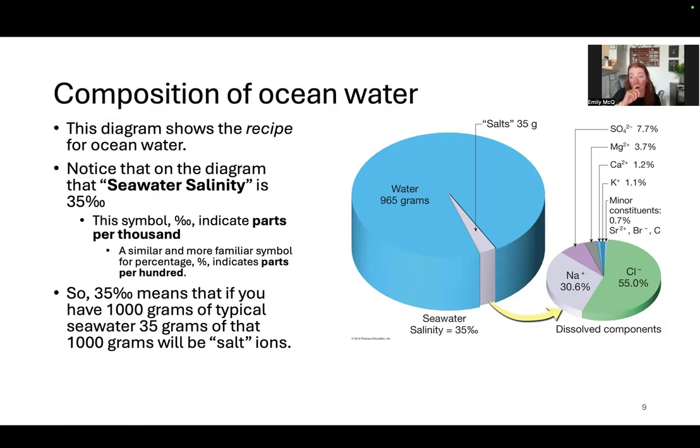Listen, I did not write science. This is not my fault. This symbol, instead of percent, is per mil, but it takes into account parts per thousand. So when you hear me say per mil and you're like, per million, but she's been talking about per thousand, I know. I'm really sorry. This is per mil, but it's denoting that for every 1,000 grams of water, we have 35 grams of salt. So that's all that means. And I'm really, really sorry.